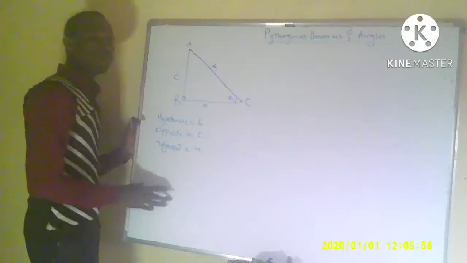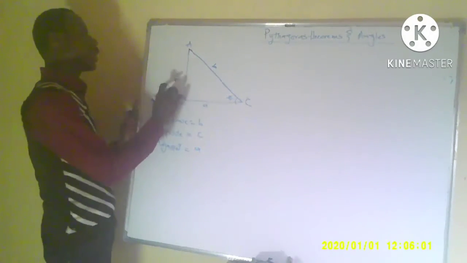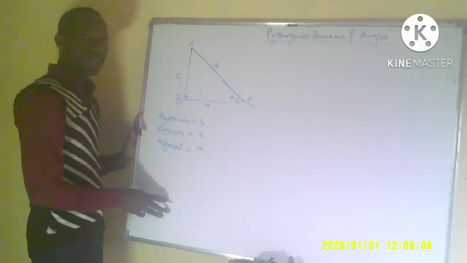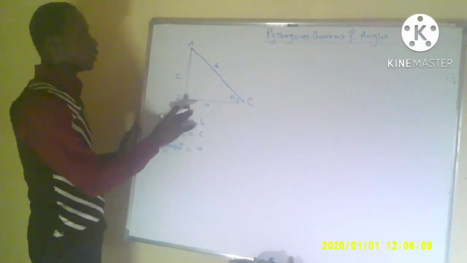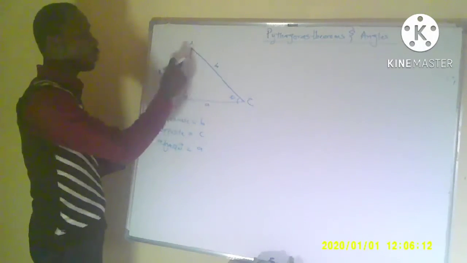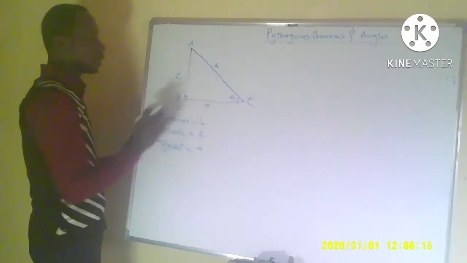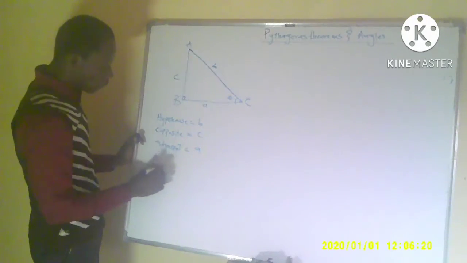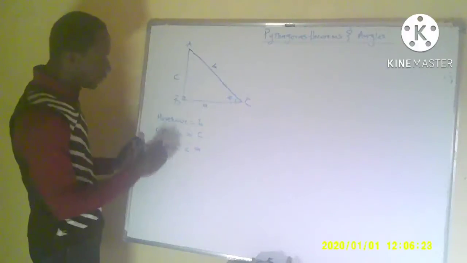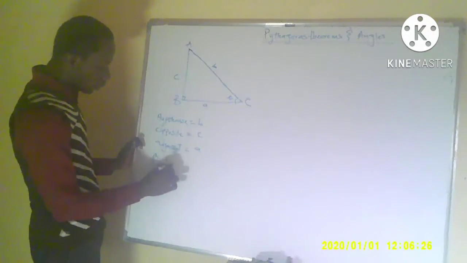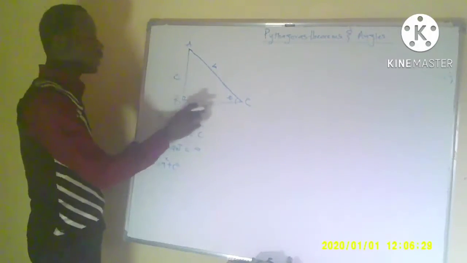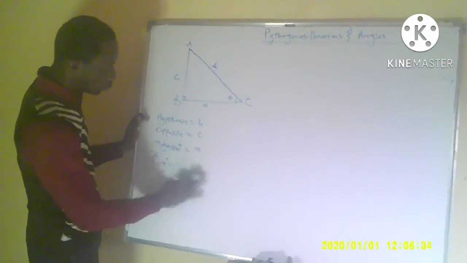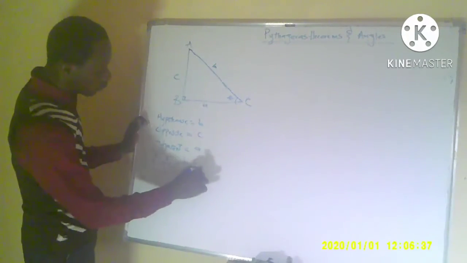Now, we want to prove the Pythagoras theorem with respect to these letters and the sides. Pythagoras theorem states that in a right angle triangle, the square on the hypotenuse is equal to the sum of the squares of the other two sides. In this right angle triangle, the hypotenuse is b. The square of the hypotenuse is equal to the sum of the squares of the other two sides, that is a squared plus c squared. The other two sides are the opposite and the adjacent. So this is Pythagoras theorem.